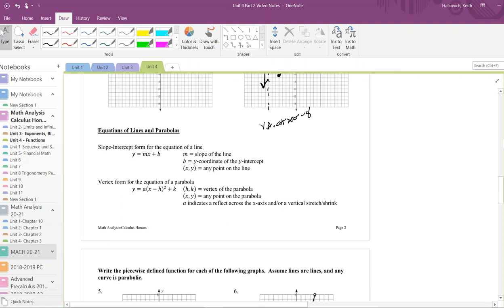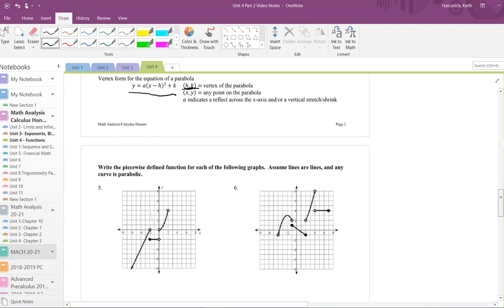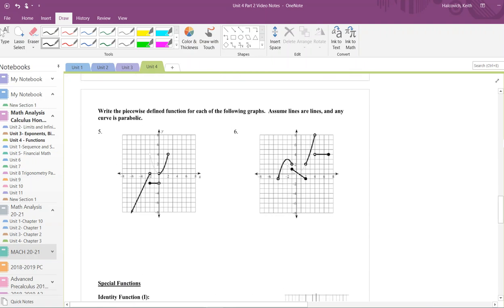So next we're going to talk about how we can write piecewise definitions from looking at a graph. A couple equations that you need to keep in mind: if it's a line, y equals mx plus b, and if it's a parabola, the vertex form of the parabola is y equals a times (x minus h) squared plus k, where the x and y coordinates of the vertex are the h and k. So we'll use that to help us define functions for each of the following graphs.